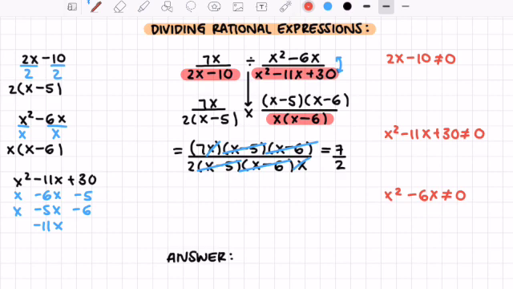So right here, add 10 to both sides, that gives me 2x not equaling 10, divide by 2. So x cannot equal 5.